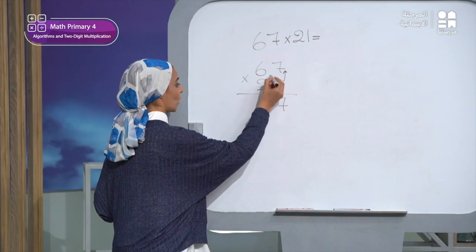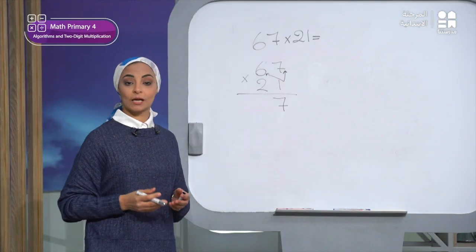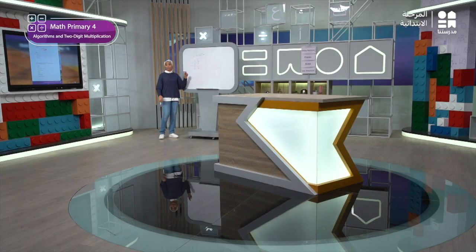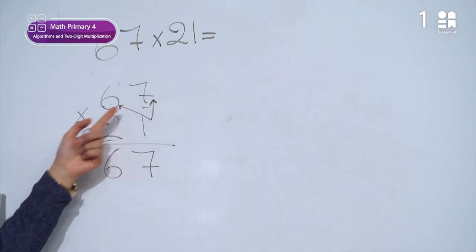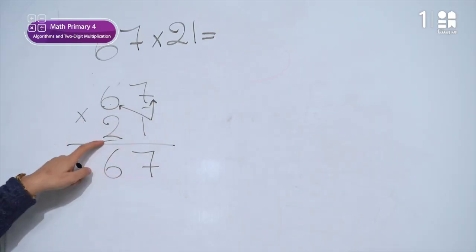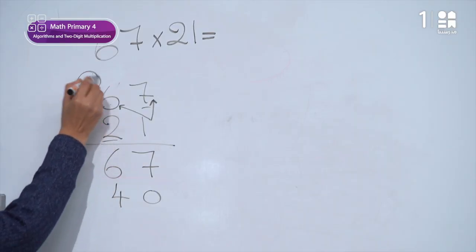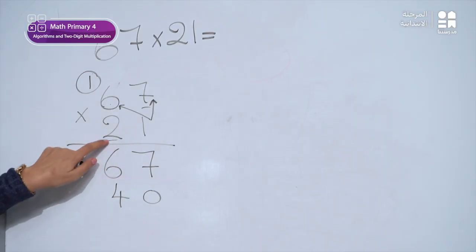Then multiply 1 times 6. 1 times 6 equals what? Equals 6. And now I'll move to the tens. So I'll multiply 2 times 7. 2 times 7 equals 14. Let's take care that this 2 is tens. So I'll put 4 here and regroup the 1. Then 2 times 6, 12.